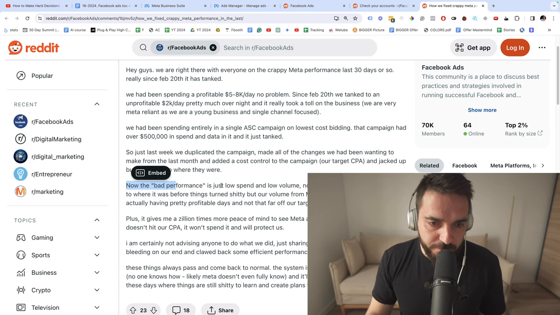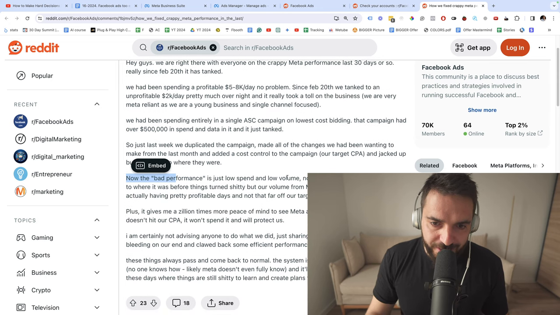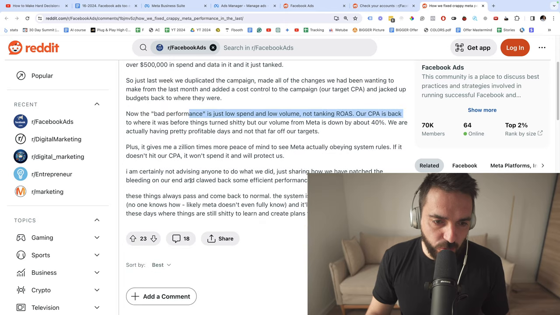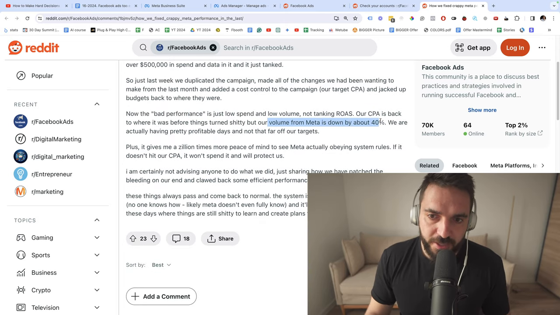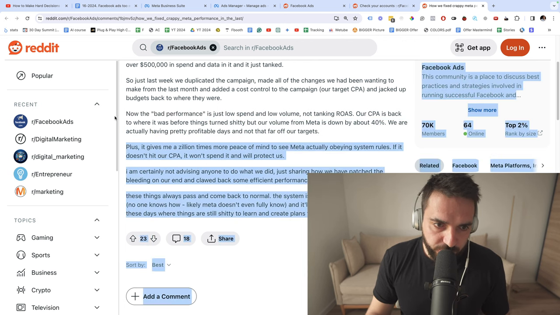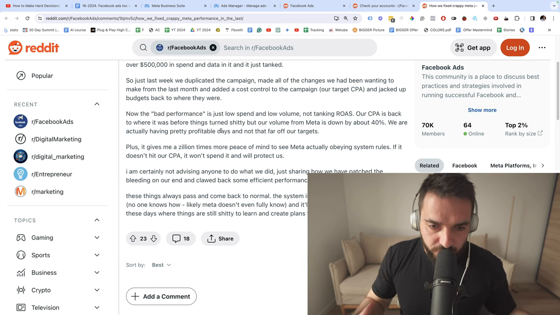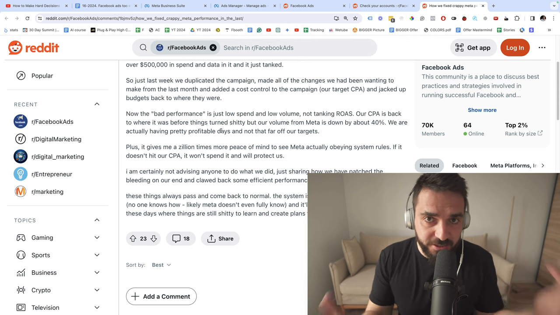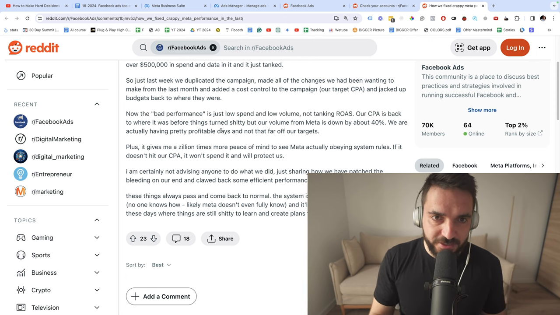So he says, now the bad performance is just low spend and low volume, not tanking costs. The CPA is back to where it used to be, but the sales volume went down by 40%. We're actually having pretty profitable days, not that far off our target. So this could be something that will work for you. This is something that I also implemented in a campaign I set this morning. So if you want to give this strategy a try to lower your cost, see how it works.